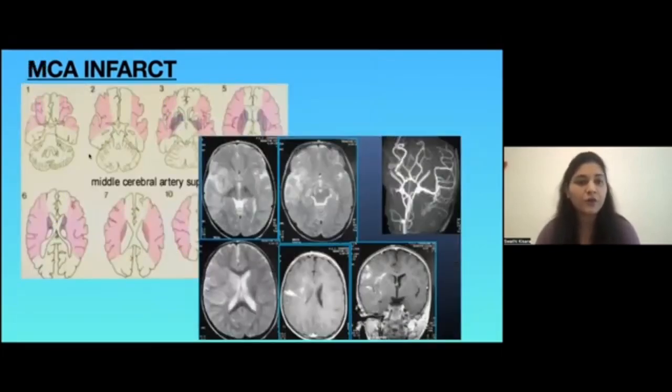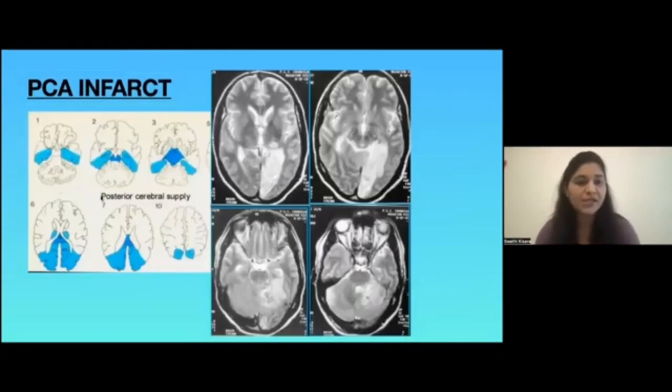And this is the picture of the MCA. This is the vascular territory of the middle cerebral artery in the brain. And these are the axial MRI images showing infarct in the MCA territory. This is an angiogram image showing a flow defect in the branches of the MCA.